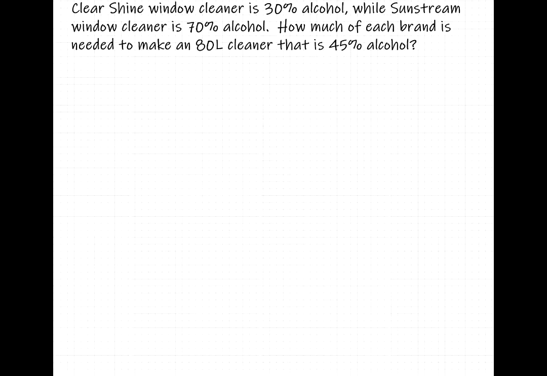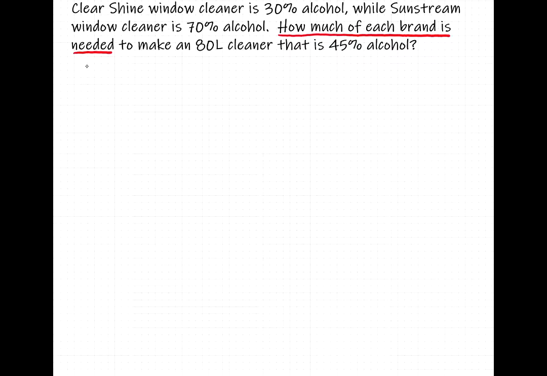Okay, so let's start with identifying what is unknown, what we're looking for. The key words in this problem are at the beginning of that second sentence. How much of each brand is needed? So that is our question. That is what we're trying to answer here. So we don't know how many liters of Clear Shine, and we don't know how many liters of Sunstream are necessary to make this mixture.